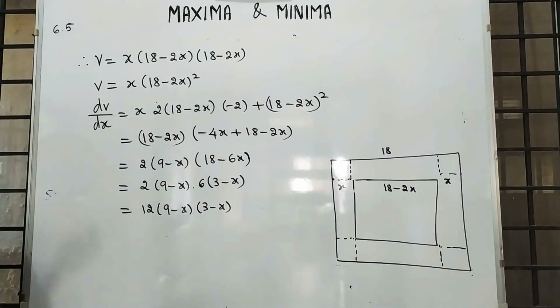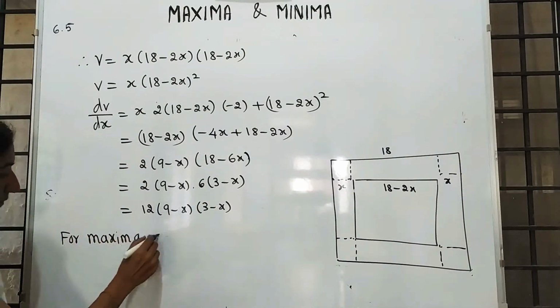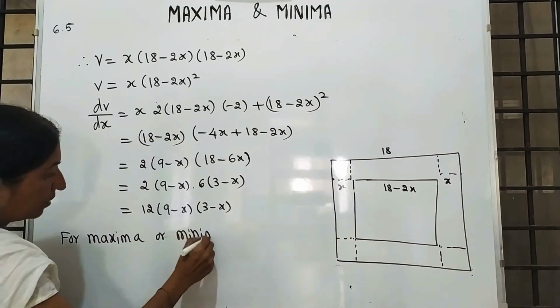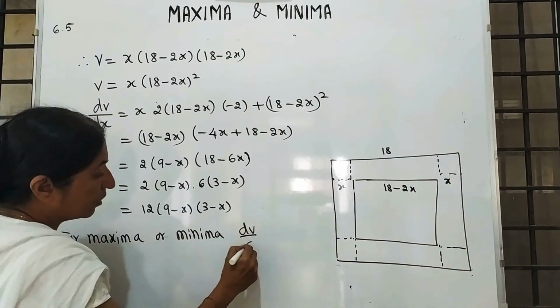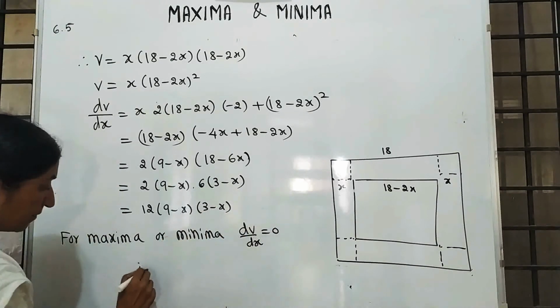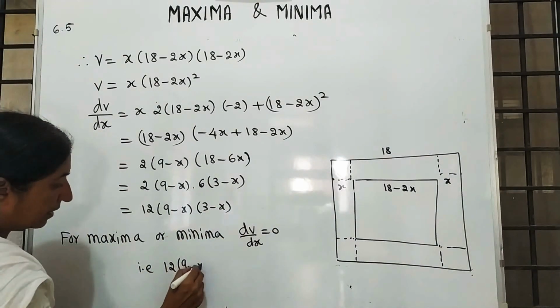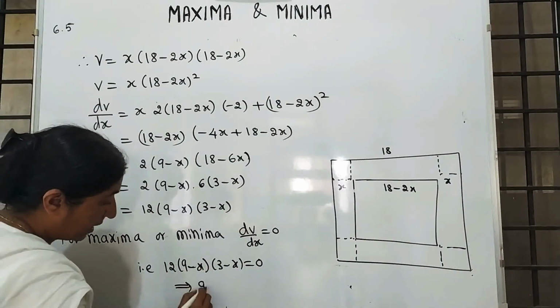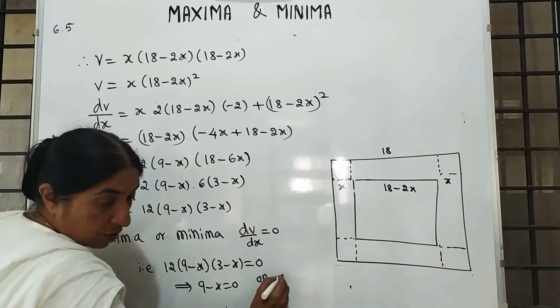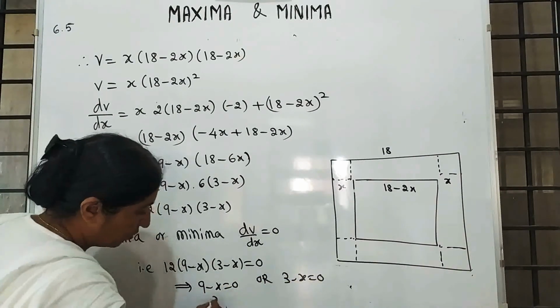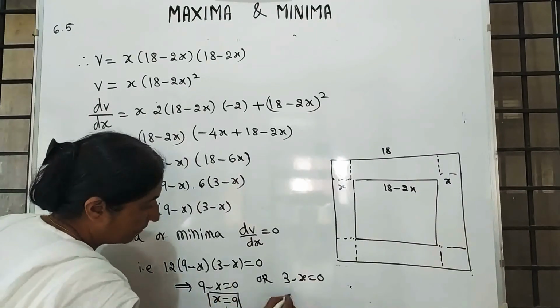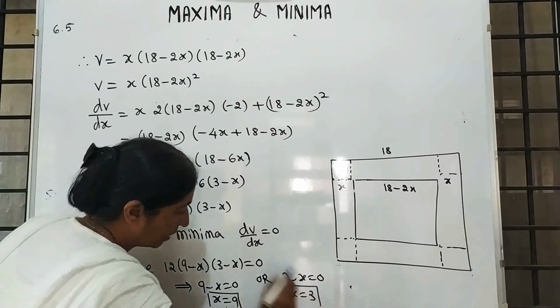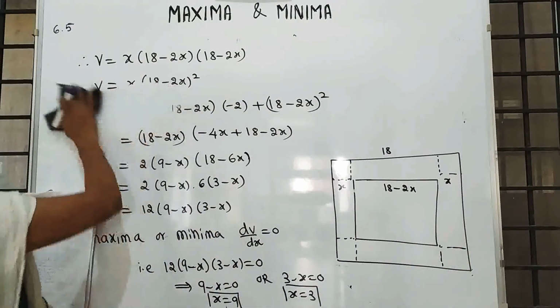And whatever it is, maxima or minima, we have to equate the first derivative with 0. For maxima or minima, first derivative will be 0. That is 12 into (9 minus x)(3 minus x) is equal to 0, implies 9 minus x is equal to 0 or 3 minus x is equal to 0. That means x is equal to 9 or x is equal to 3. Then go for the second derivative.